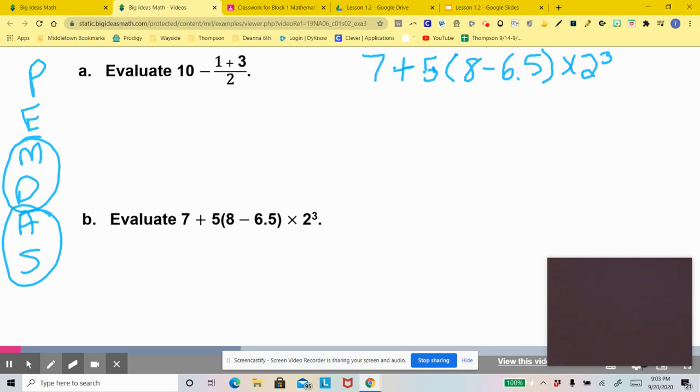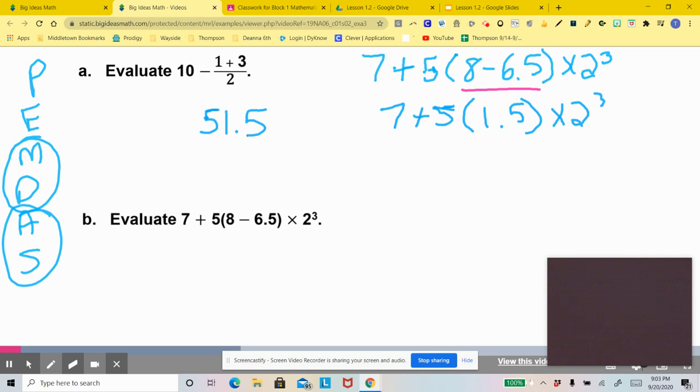All right, so do we have parentheses? We do have parentheses, so we're going to do that first. So I'm going to rewrite the problem, but I'm going to underline first my parentheses. So 7 plus 5. You actually still need those parentheses, and that's what they're trying to teach you here. And then 8 minus 6.5 is 1.5. And then times 2 to the third power. And the reason why you need the parentheses is because if you don't put the parentheses, it would look like this. And that's not what it's saying.